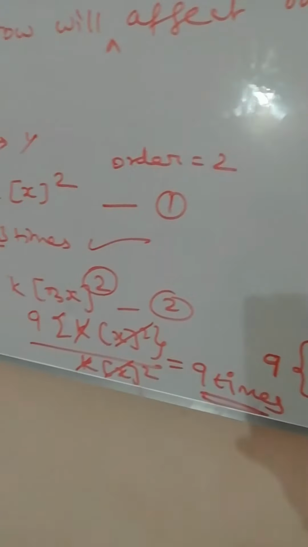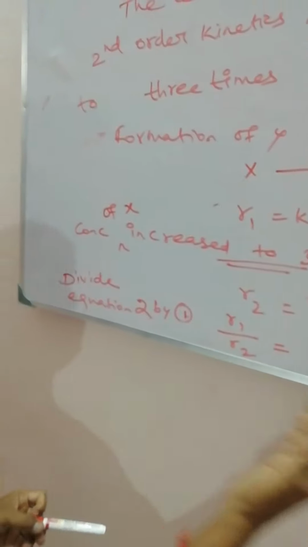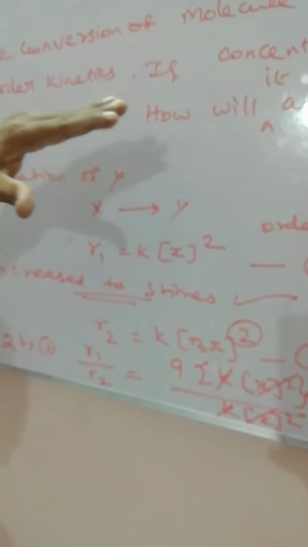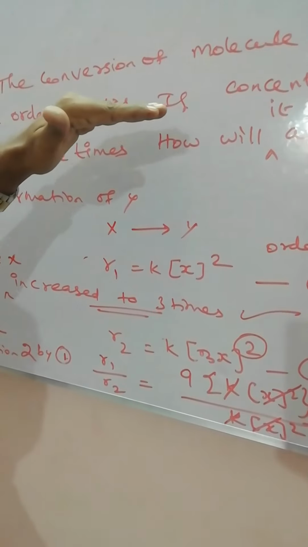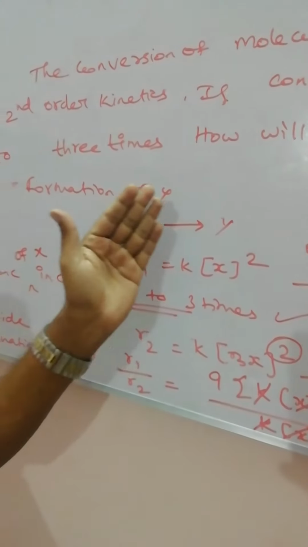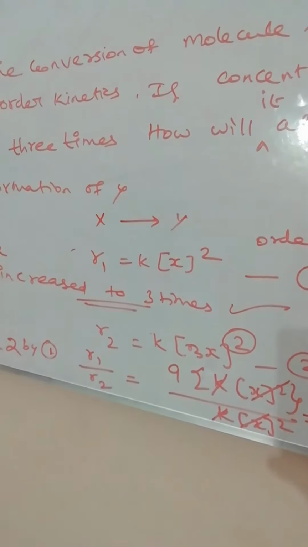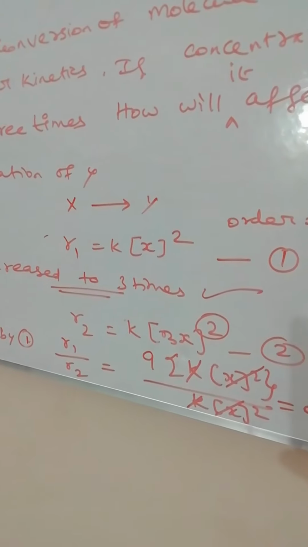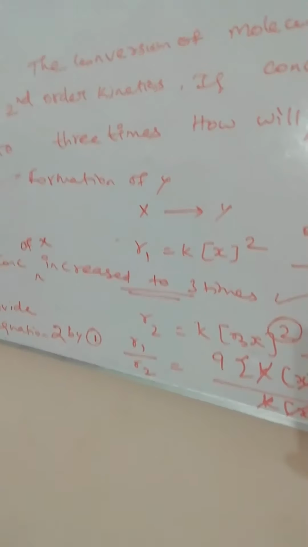Now we have to divide equation 2 by 1, and we get 9 times. So in a second order reaction, if we increase the concentration of the reactant 3 times, its square will be the product. Its square will be the product. Are you able to follow? Okay.